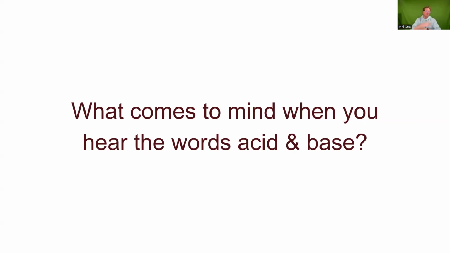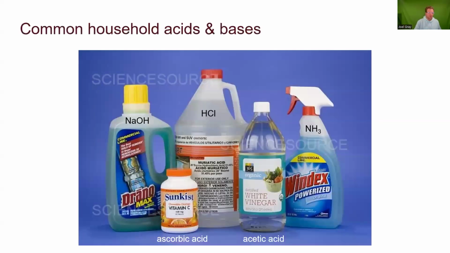We're talking about acids and bases as kind of complementary compounds to one another. Acids and bases are something that's very common around your household. We've got Drano, which is sodium hydroxide, which is a base. Then we've got ascorbic acid or vitamin C, acetic acid, which is your vinegar, NH3, which is ammonia, and HCl, which is an acid that people use. Well, it's hydrochloric acid.